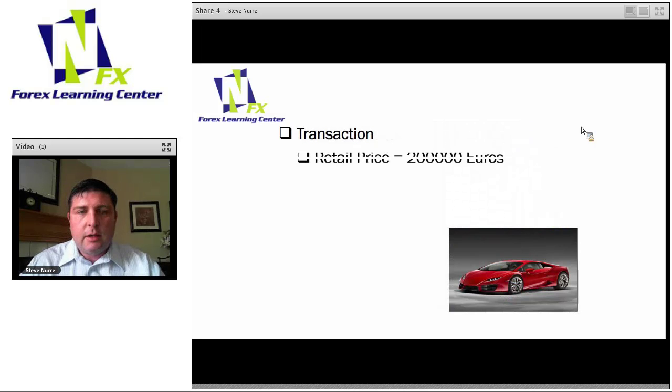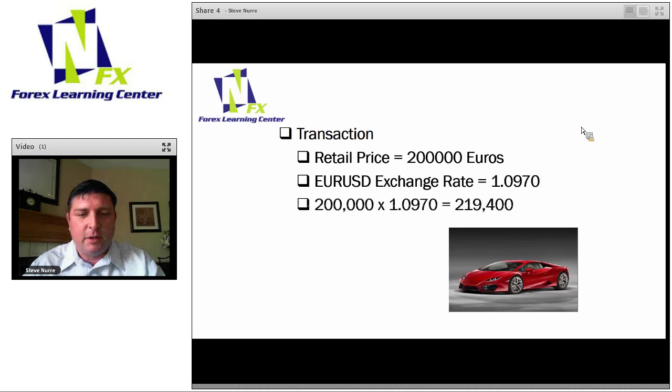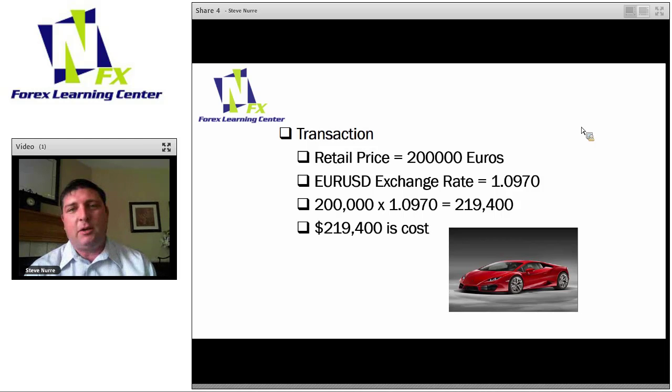So to do this transaction, the retail price is 200,000 euros. The exchange rate when I wire the funds over, when my bank exchanges the US dollars into euros, is 1.0970. So 200,000 times 1.0970 comes to 219,400. So $219,400 is the cost for me to do this transaction.